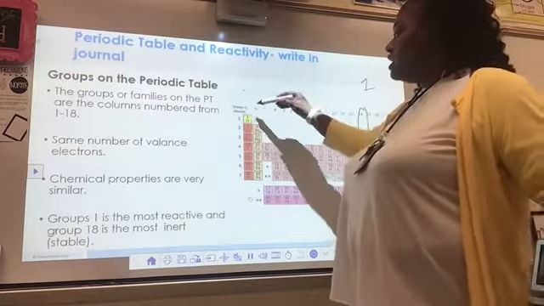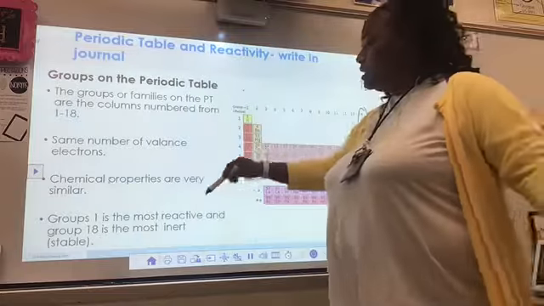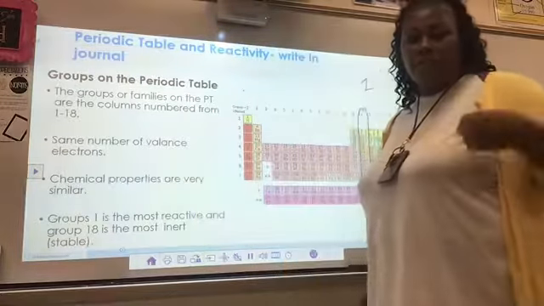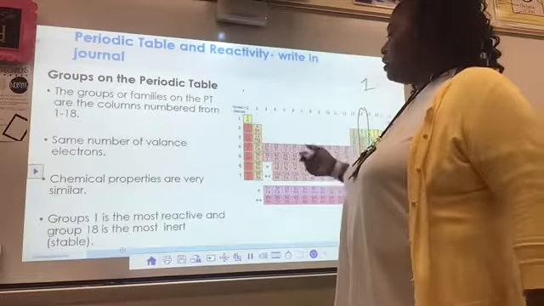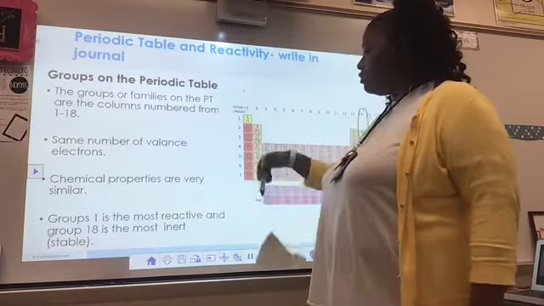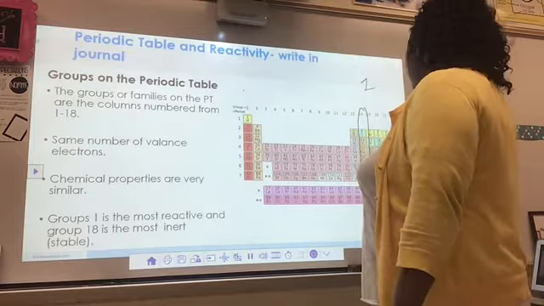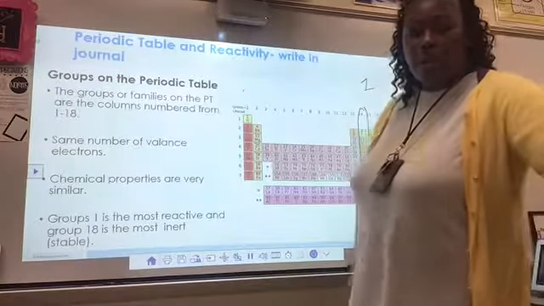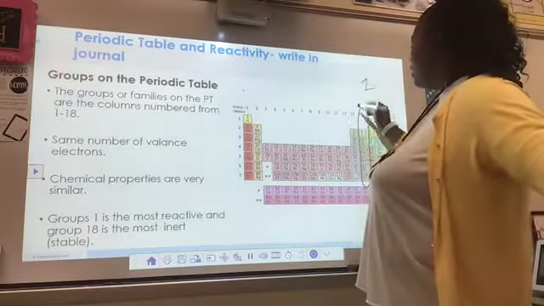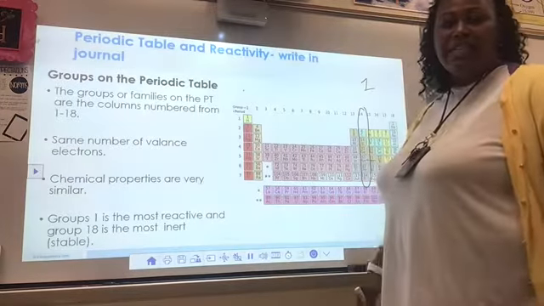Now, the thing about groups is their chemical properties are going to be very similar, so they react very, very similar. And now group 1 is going to be the most reactive group, and group 18 is going to be the least reactive group.